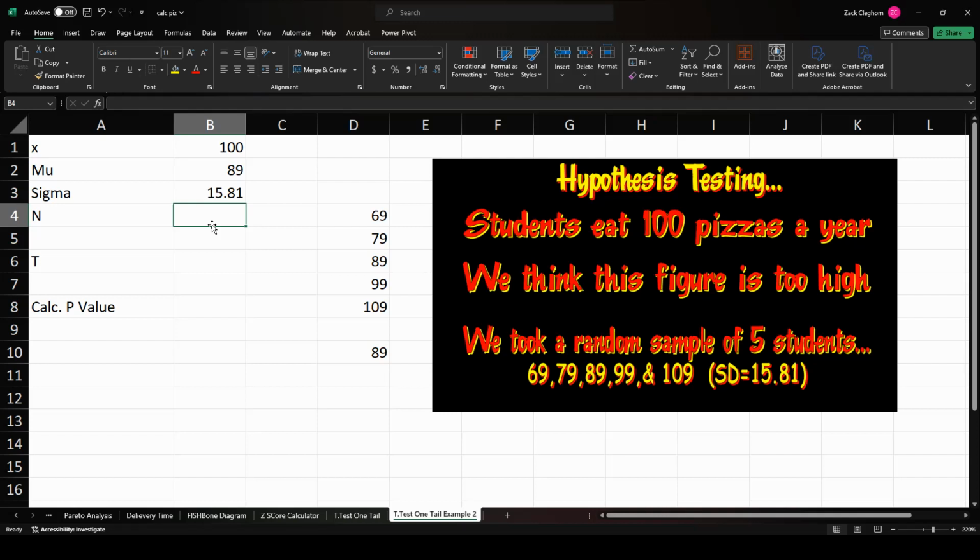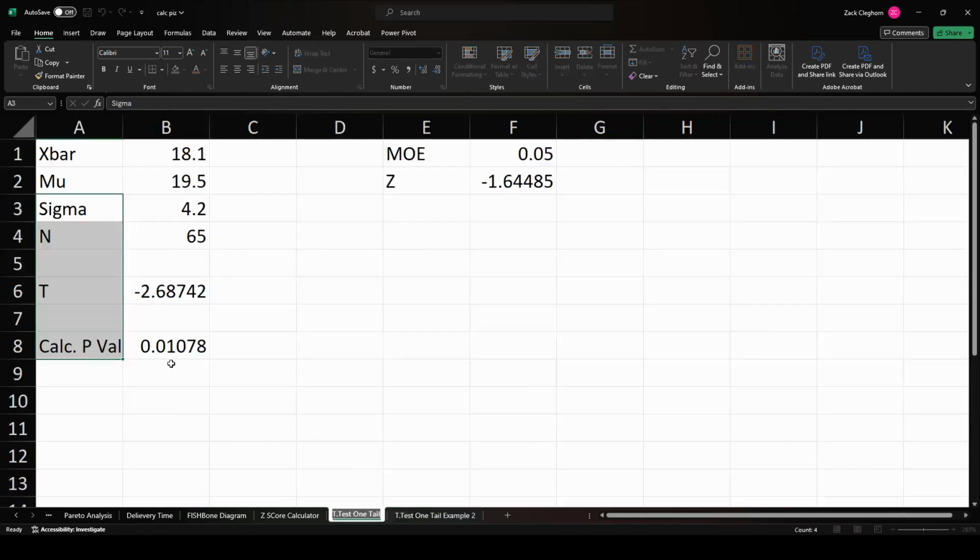What's my N in this scenario? As I'm building this, what does my N represent? Yeah. And it's 5 because that is the number of students we have, or that we took a random sample of. Right. I can copy this formula over here.